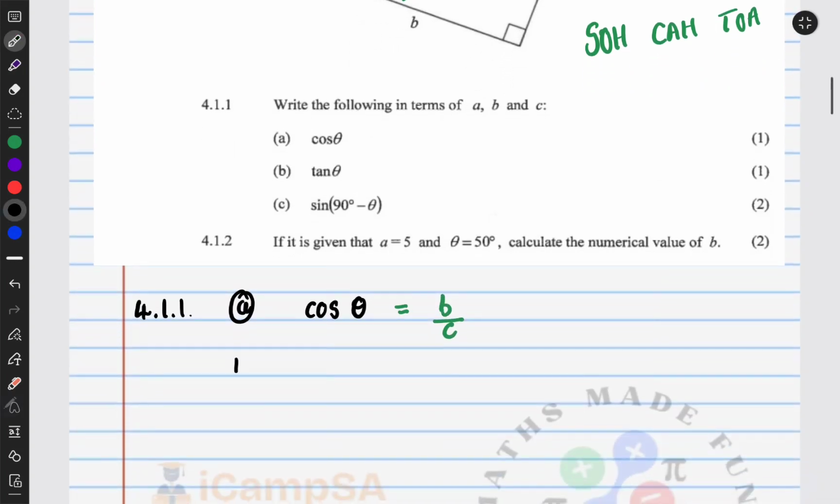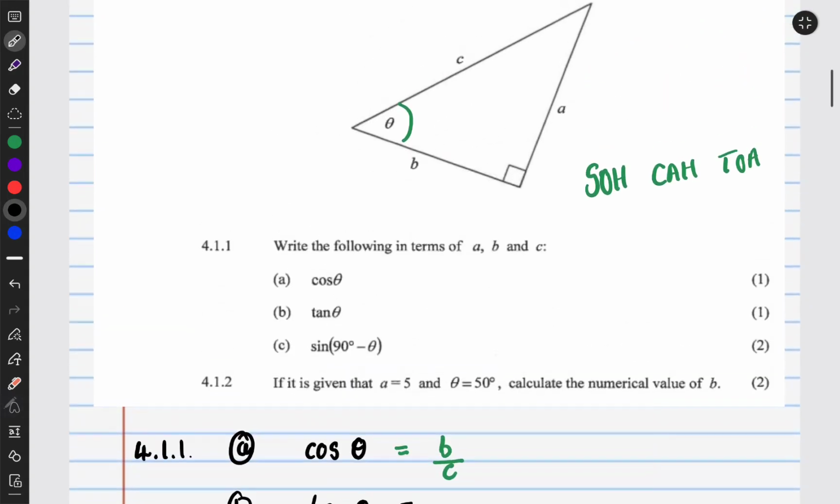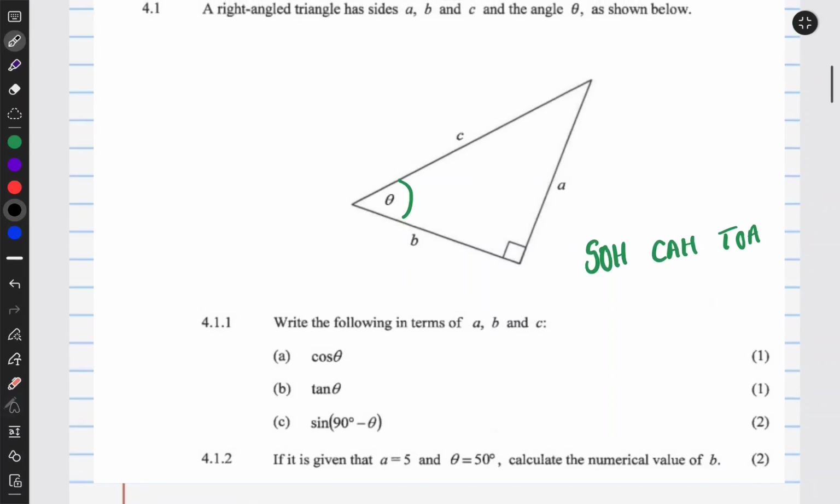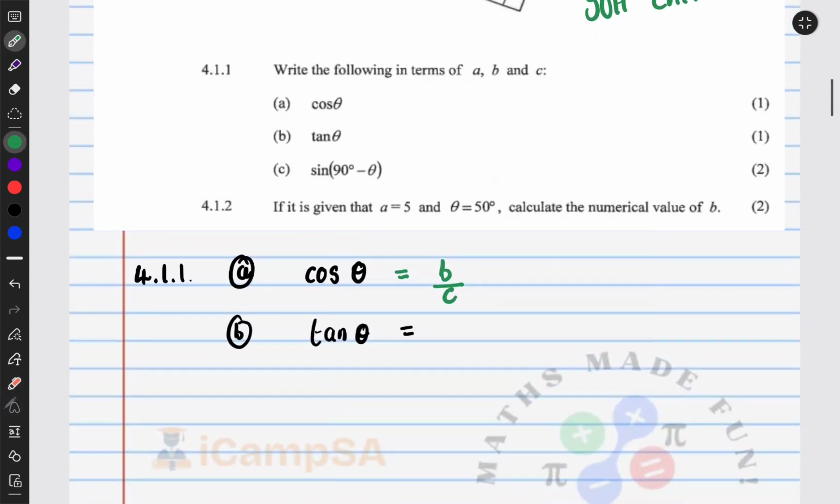And then for B, tan theta. TOA is opposite over adjacent. Which side is opposite to theta? It is side A, and the side that is adjacent to theta is B. So we're going to have A over B.